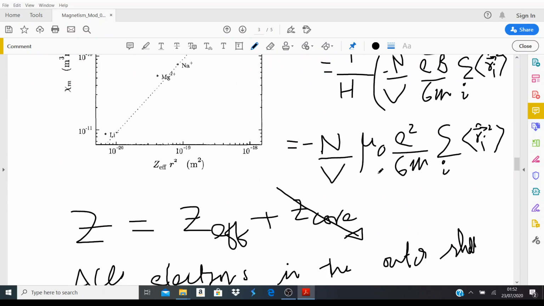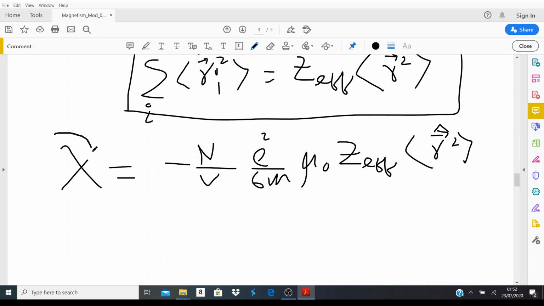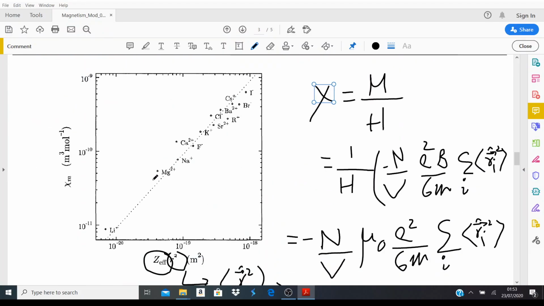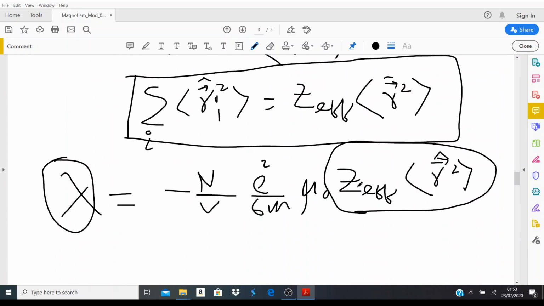And if you look at this graph, this is our quantity, which is the expectation value of an electron in the outermost shell, and this is the number of electrons in the outermost shell. And if you look at this expression, the susceptibility in magnitude, if you forget the sign, is scaling up with this quantity. And you can see the same is true here. So when Z_eff is increasing, the susceptibility in magnitude is scaling up. For different ions, the size of the ions is getting bigger. So this is consistent with the data.